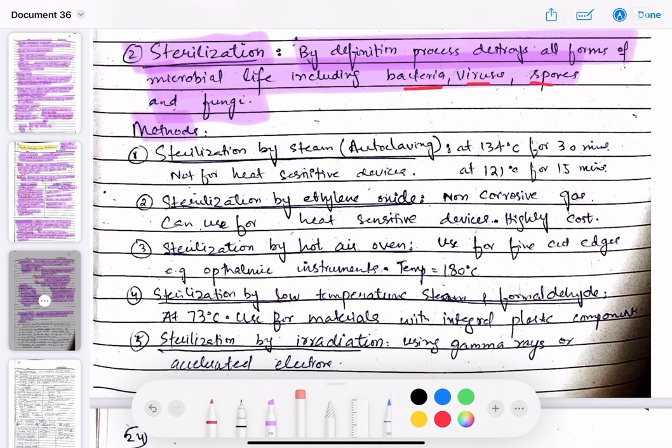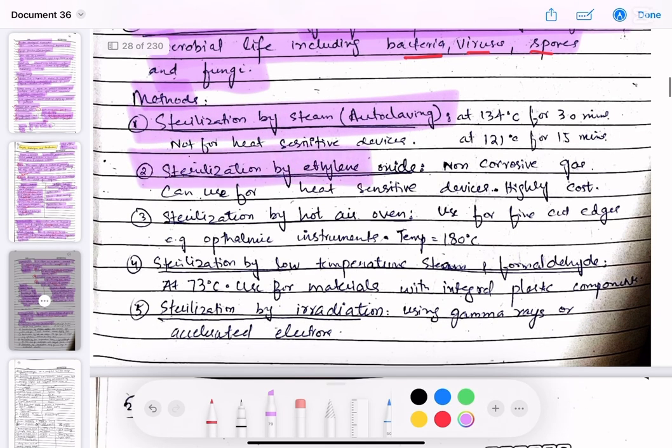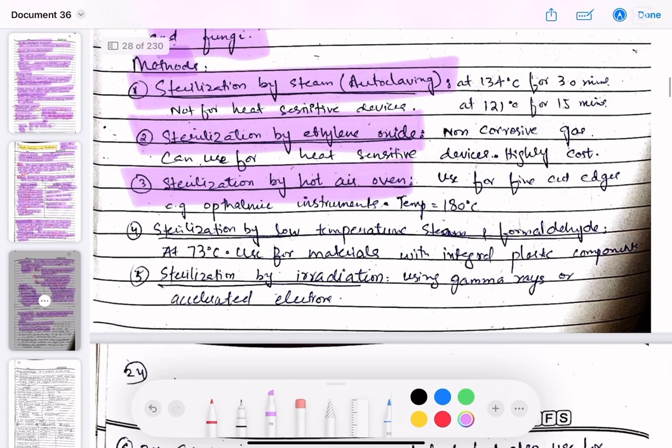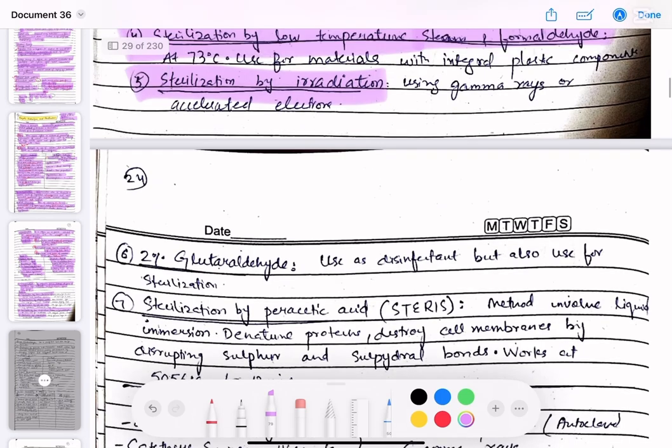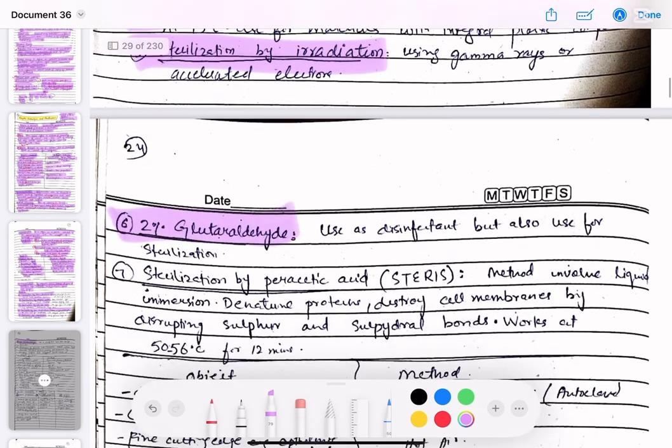Sterilization by steam, that is autoclaving, sterilization by ethylene oxide, sterilization by hot air oven, sterilization by low temperature steam and formaldehyde, and sterilization by irradiation. Okay, and 2% glutaraldehyde, and sterilization by peracetic acid. These are the methods of sterilization.